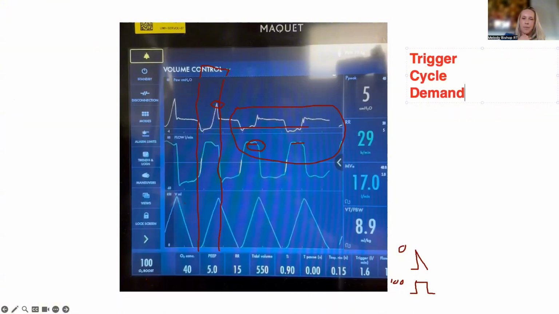Yep. But you can technically have it in pressure control, which I don't like calling flow starvation because flow is variable. So I usually like to say demand to keep it simple, but that's just my own term. I see what you mean. Technically I see what you mean. So what would you call this? Would you call this a trigger cycle demand?